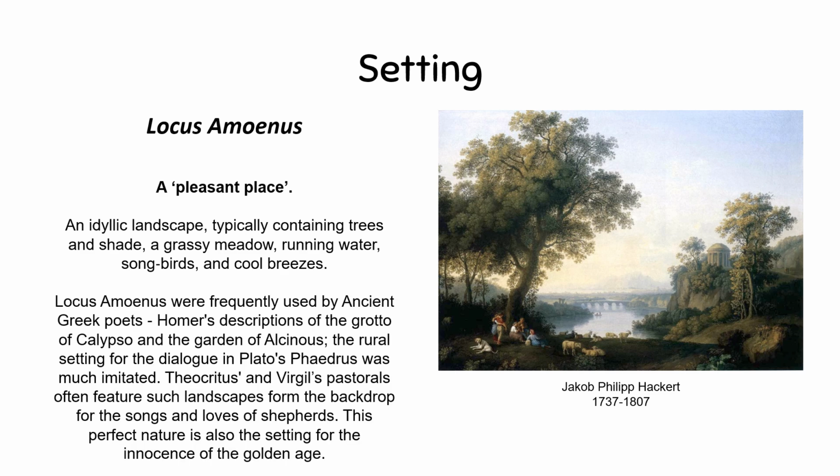Now, locus amenus were frequently used by ancient Greek poets. Homer's descriptions of the grotto of Calypso and the garden of Alcinous, the rural setting for the dialogue in Plato's Phaedrus, was much imitated, and Theocritus and Virgil also created pastorals that featured landscapes, and they form the backdrop of songs and loves of shepherds. This perfect nature is also the setting for the innocence of the Golden Age.